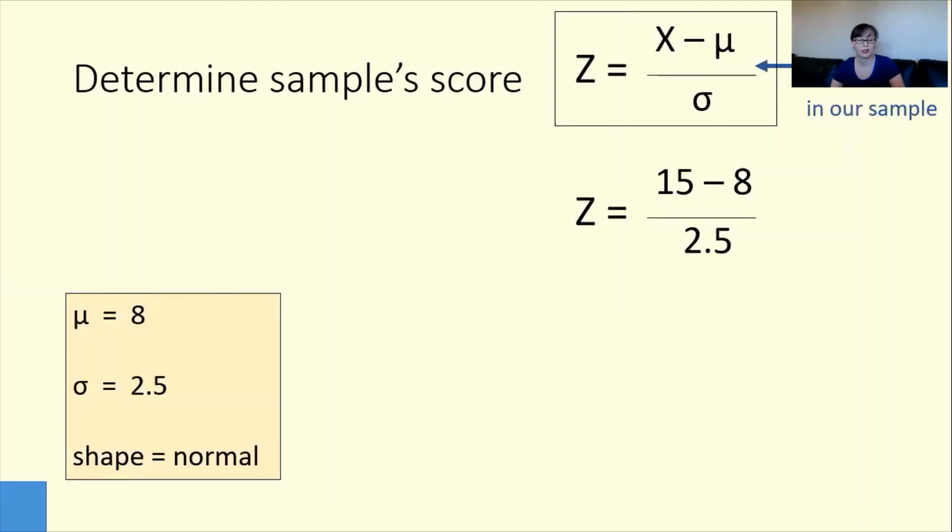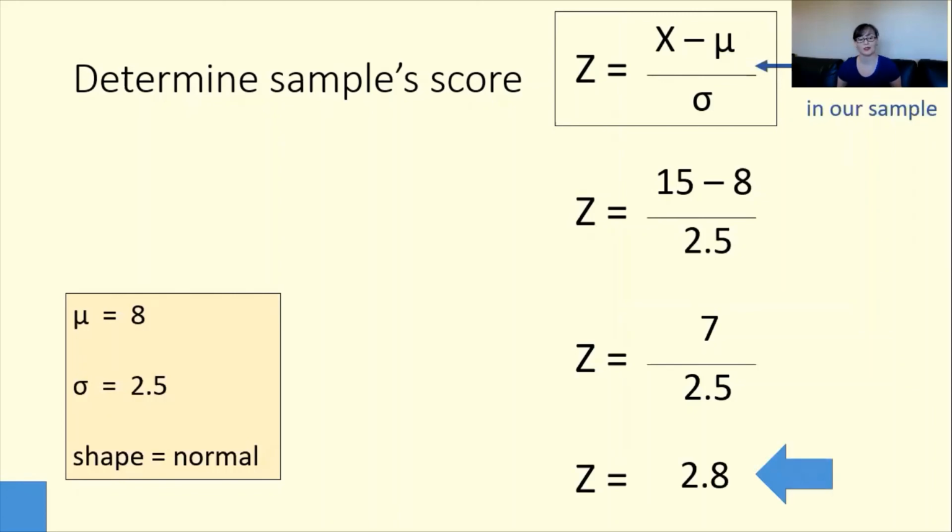And so we can plug in X as our individual, our sample's score here, which is just this one person's score. And so that's 15 minus the population mean, which is 8, all over the standard deviation for the population. That's 2.5. We can do that subtraction and we get 7. Again, we have to divide that by 2.5 still, and we find that our z-score for this particular individual is going to be 2.8. And so that's going to be our answer for step 4.